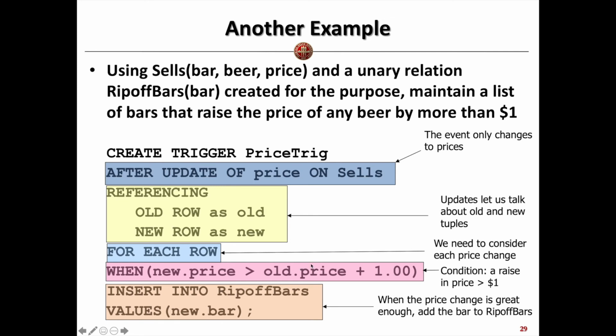If this one is true, then we can do the action. The action is insert into ripoff, because we defined this table already. We just need to add this bar into this table. We insert into ripoff, this relation, this table, values new dot bar. We will add this bar name into this table, ripoff bars. Alright. Okay, so this is the trigger we can create for this example.